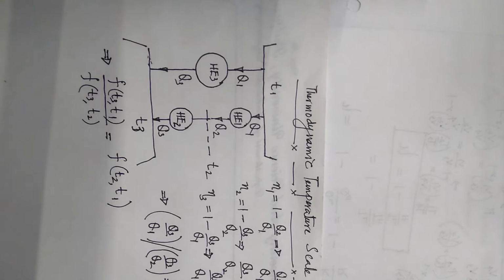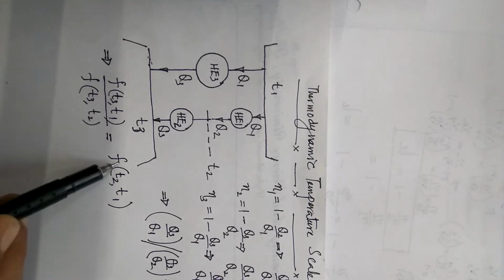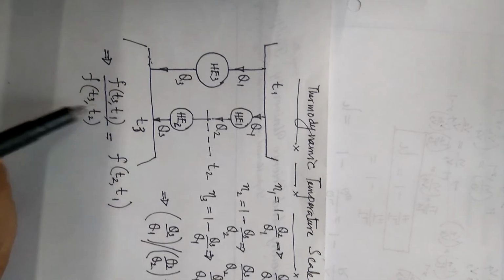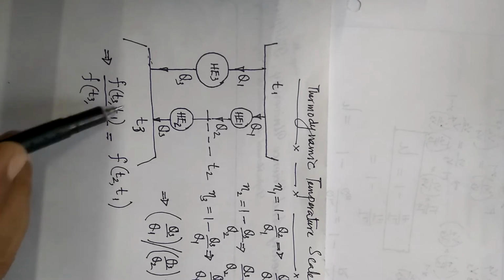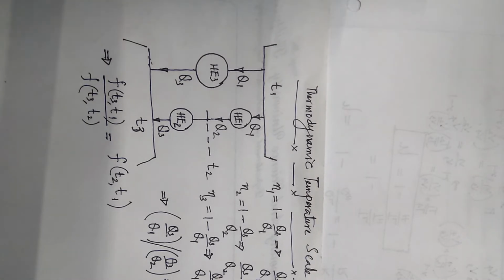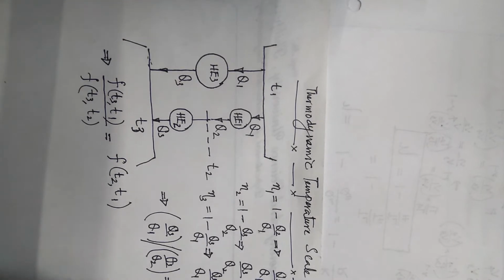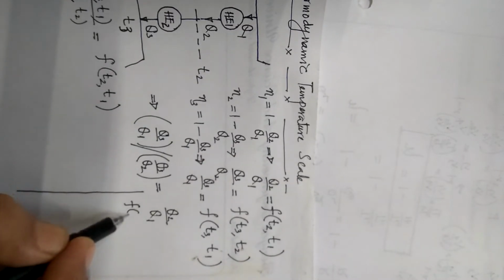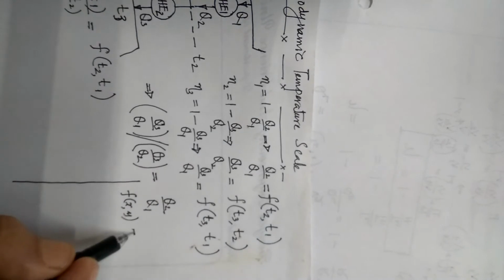So what does it signify? It's very interesting to see here that this function is dependent on T3, but the ratio is not dependent on T3. What does it mean? It means that the function f must be of some product type. F of xy must be equal to some fx into fy, or must be of some quotient type. F of xy must be equal to some fx by f of y.